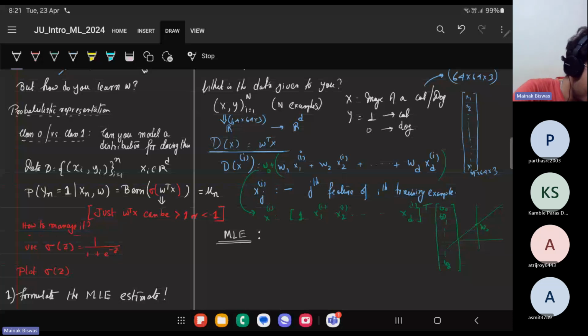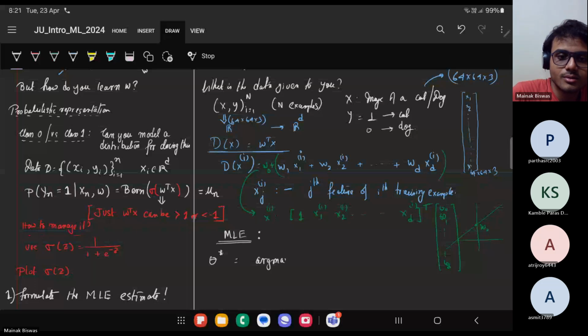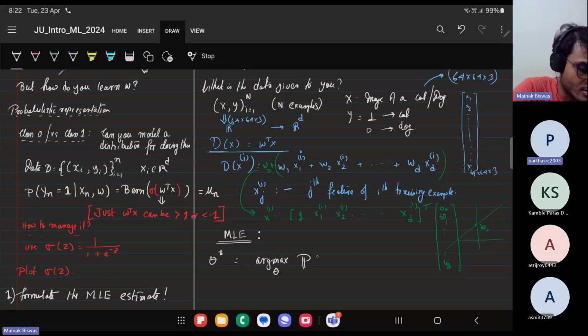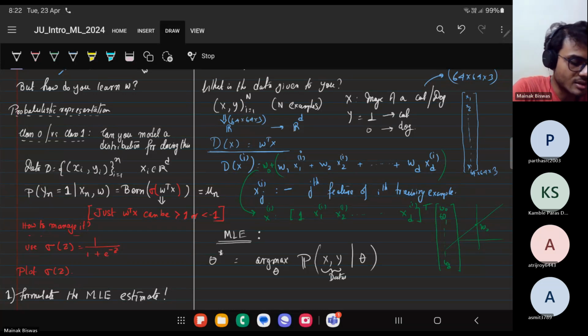So any idea, how do I train it? What is the maximum likelihood formulation? Theta star is argmax of P of X comma Y given theta. So given the data, given the parameter, right?